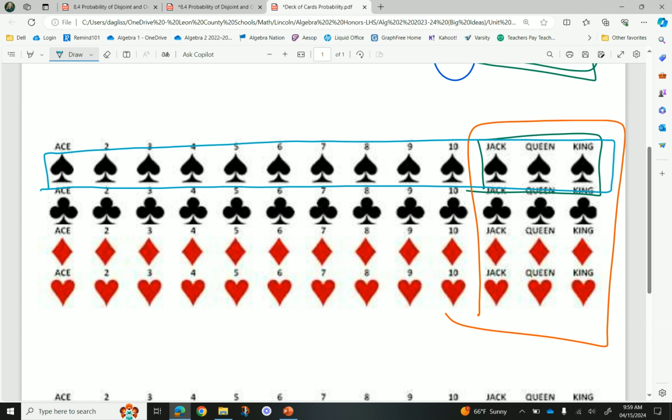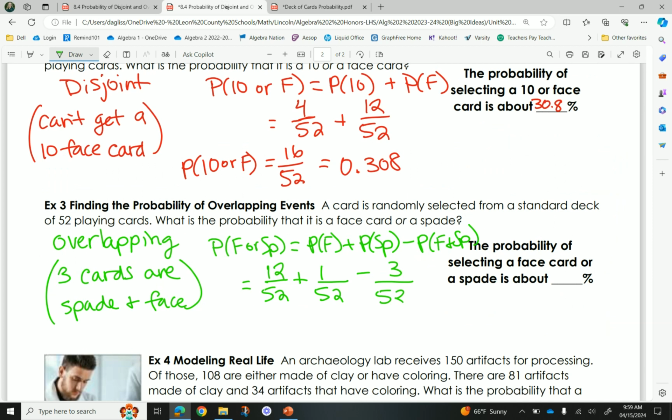So see how the original 3 that I circled, they're in the overlap between my face and my spades. Okay, so our math is making sense. So we have 13 spades. So 12 plus 13 minus 3 is going to give us, there you go, 22. So what is our probability of selecting a card that's going to be a face card or a spade? About 42.3-ish%, or 42% would be acceptable.